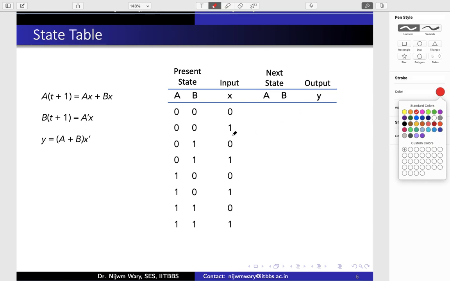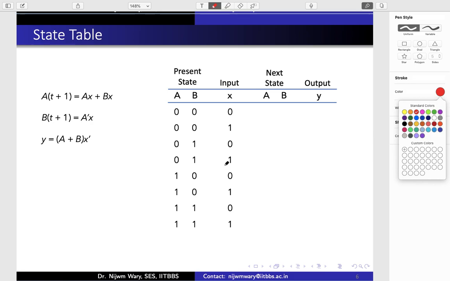Because I have two D flip-flops, I can have 4 present states, and the input can be either 0 or 1, so these combinations will have a total of 8 rows, because 2 into 2 into 2 is 8. I can just write down all the possible combinations, 2 power 3. So it's 000, 001, 010, 011, just like we write in a truth table. So you can write all the 8 combinations.